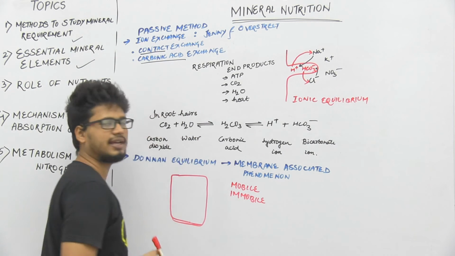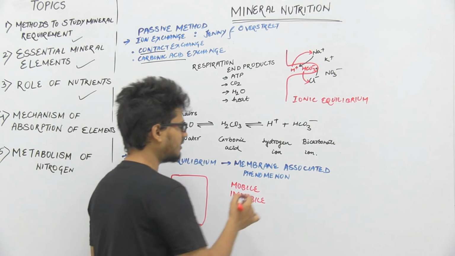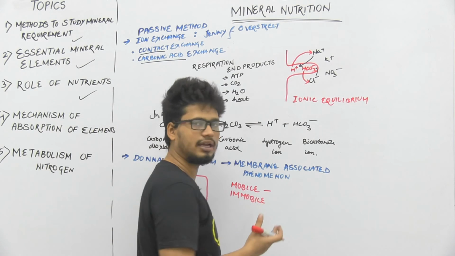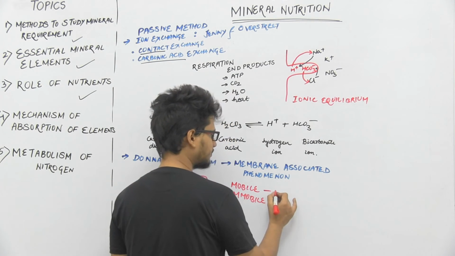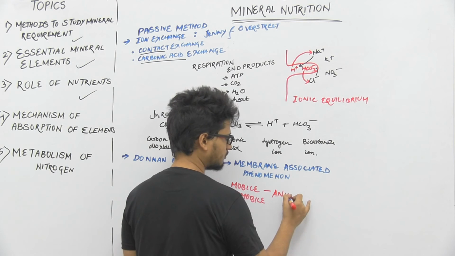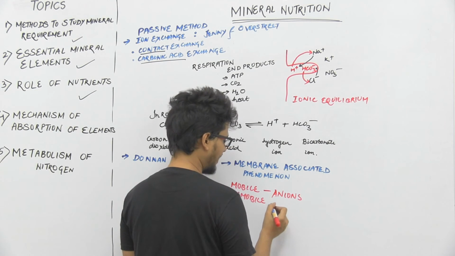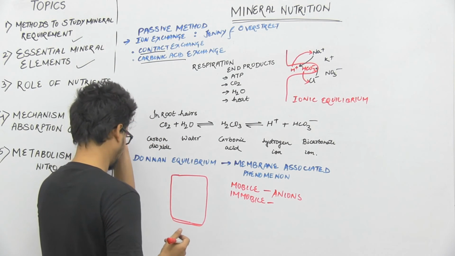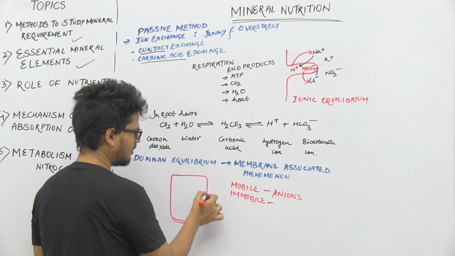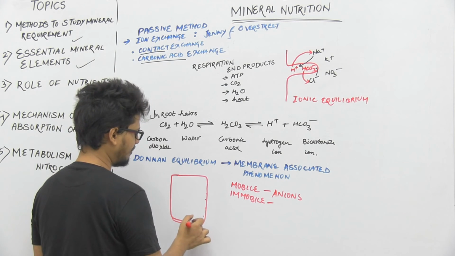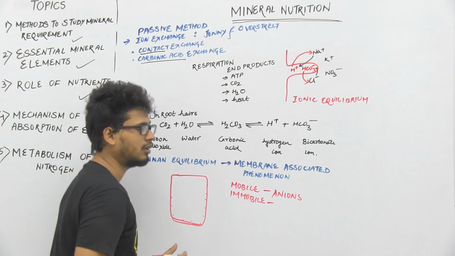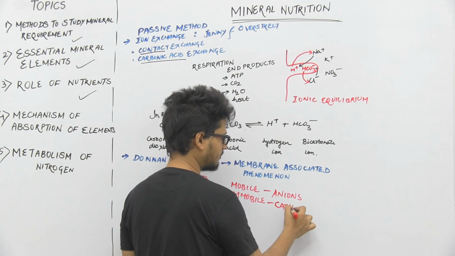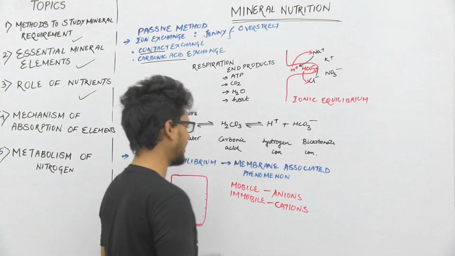Donnan's concept or hypothesis of equilibrium said that the anions, or negatively charged ions, can move, they are mobile. While the cations, or positively charged ions, are present inside, attached to the plasma membrane, and there is no method of movement for cations. So they are attached, immobile.